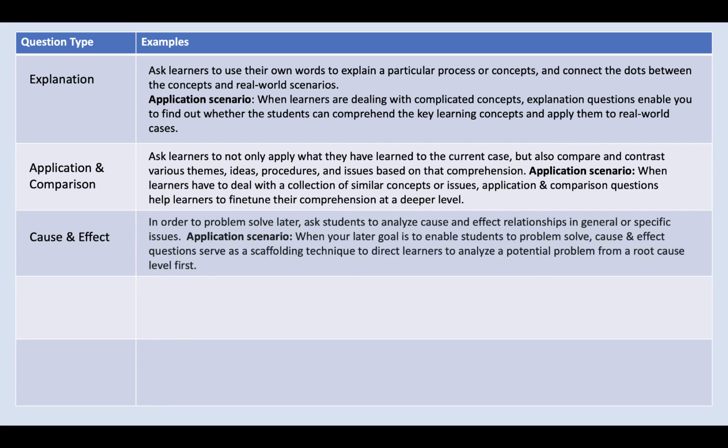Cause and effect. In order to problem solve, ask a student to analyze cause and effect relationships in general or specific issues. For example, when your later goal is to enable students to problem solve, cause and effect questions serve as a scaffolding technique to direct learners to analyze a potential problem from a root cause level.